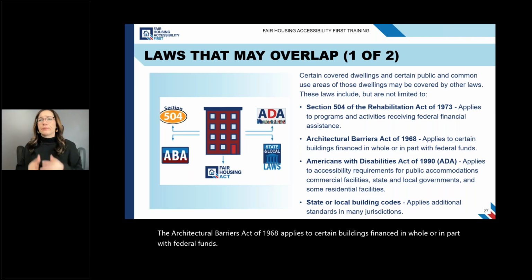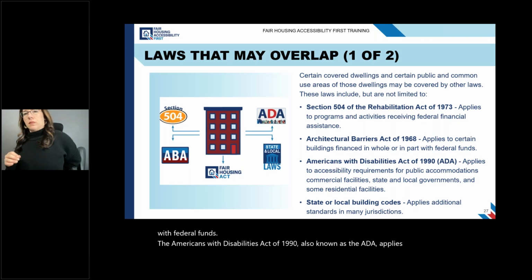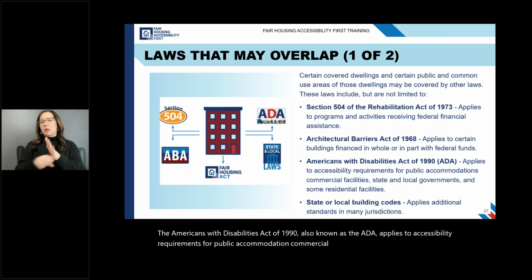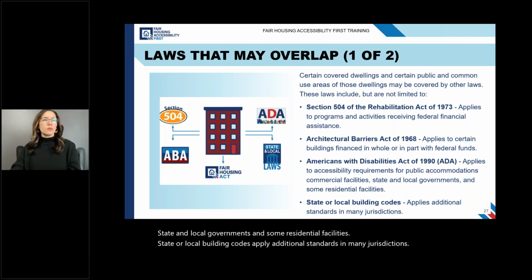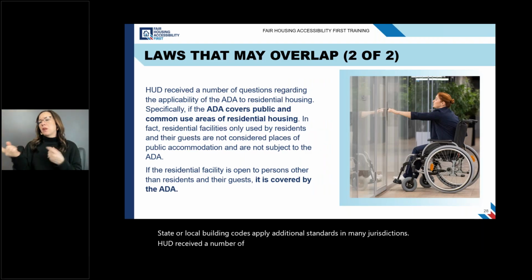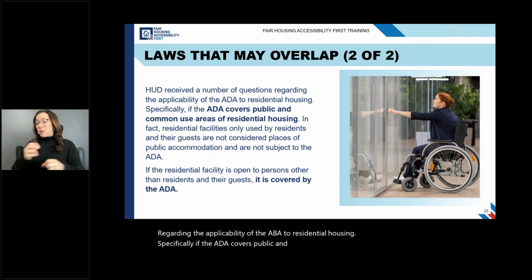The Americans with Disabilities Act of 1990, also known as the ADA, applies to accessibility requirements for public accommodations, commercial facilities, state and local governments, and some residential facilities. State or local building codes apply additional standards in many jurisdictions. HUD received a number of questions regarding the applicability of the ADA to residential housing. Specifically, if the ADA covers public and common use areas of residential housing.